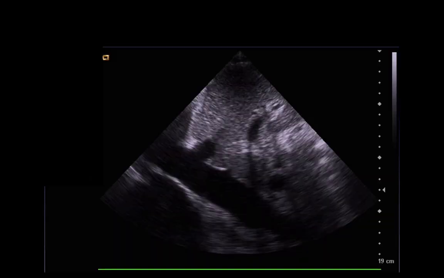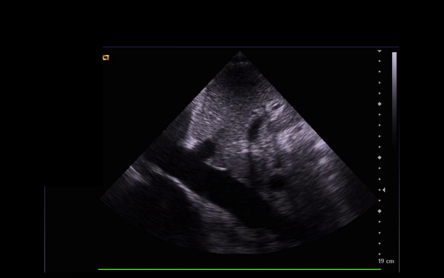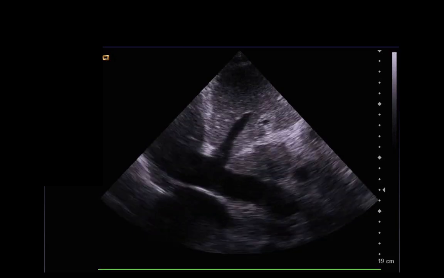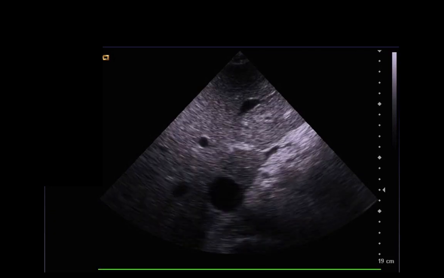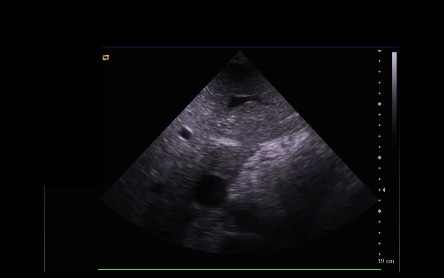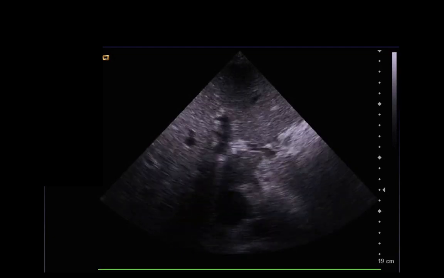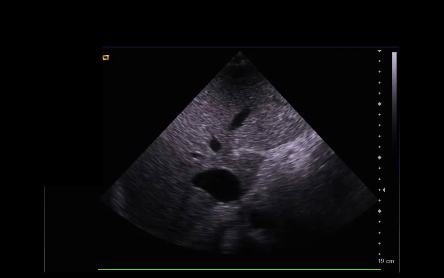Okay, try to point out the anatomy. Good. There's the IVC. You see the hepatic vein draining into it. And you can see the IVC draining into the right atrium. Okay, here you can see the sonologist has transitioned from the longitudinal view to the transverse view. This is done readily by slowly rotating your wrist 90 degrees to view the orthogonal plane.